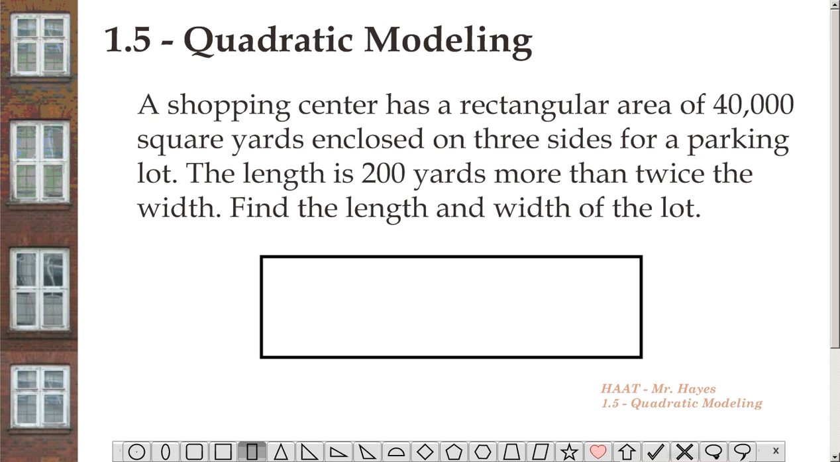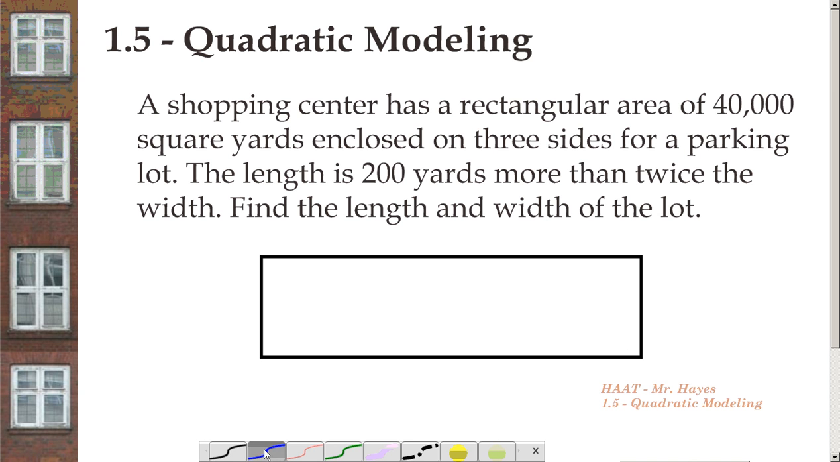So there is a rectangular lot. It is 40,000 square yards. The length is 200 more yards than twice the width. So this is your width, this is twice your width, and it's 200 more than twice the width, so you use up this 200. The reason why this may be important is the enclosed on 3 sides part.